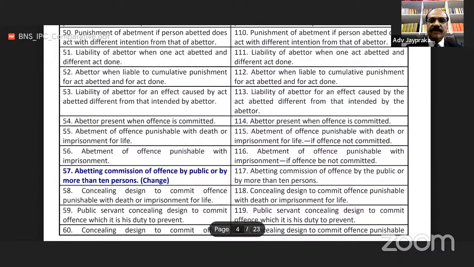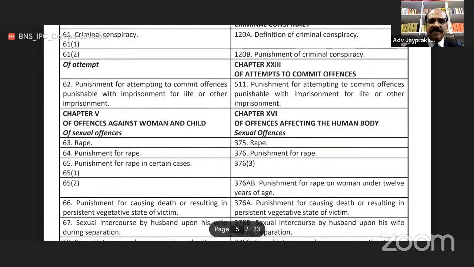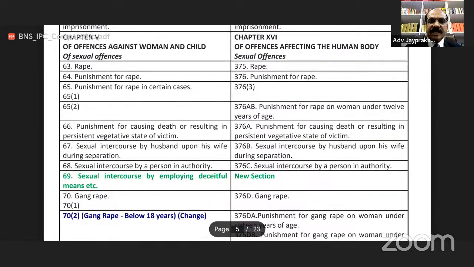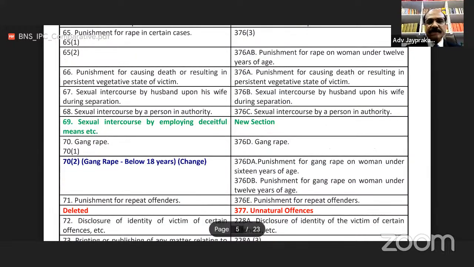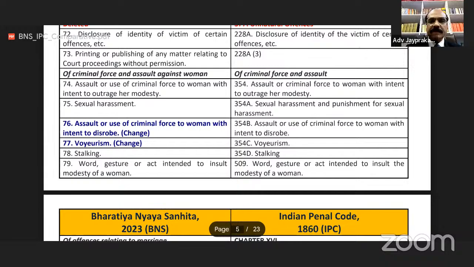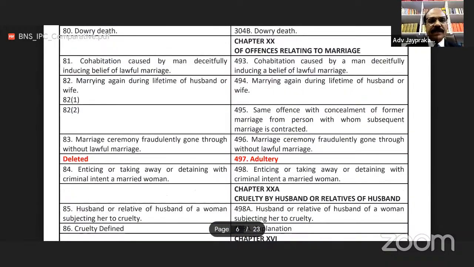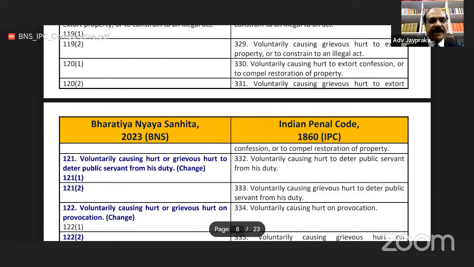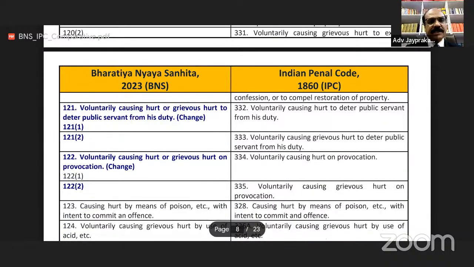From next Tuesday, we will start BNSS versus CrPC. We will complete this today with some practical tips of advocacy.